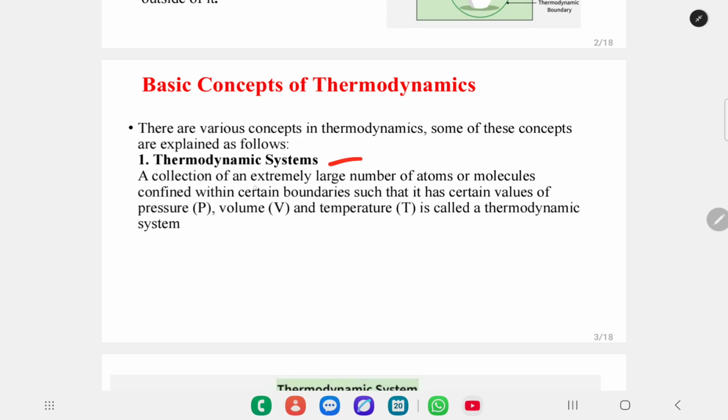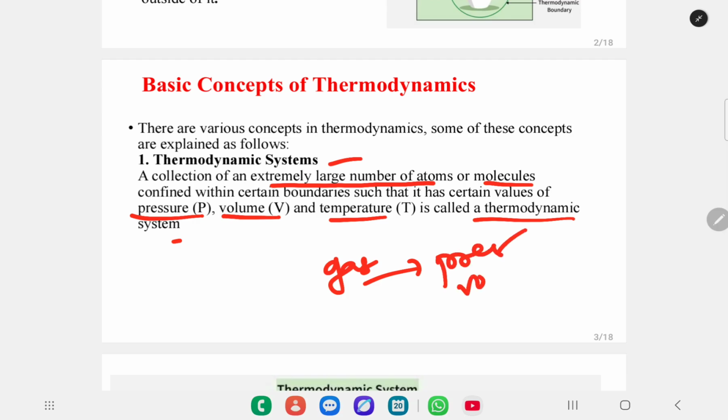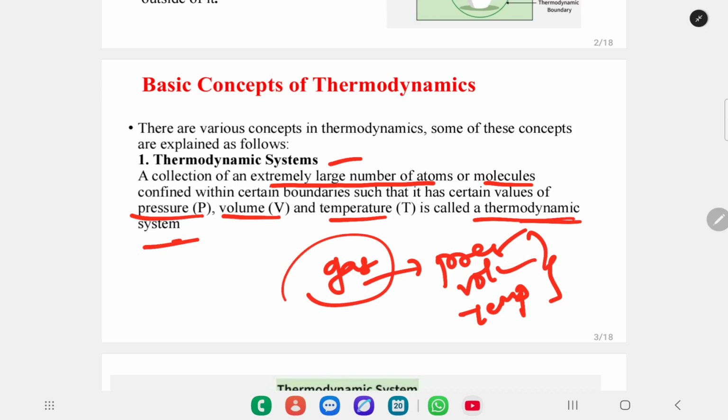Thermodynamic system: a collection of an extremely large number of atoms or molecules confined within certain boundaries, such that it has certain values of pressure, volume and temperature. So this is called a thermodynamic system. Let us suppose we take a gas, which has a pressure, some volume, and some temperature. All this is known as a thermodynamic system, with all these characteristics or physical properties.